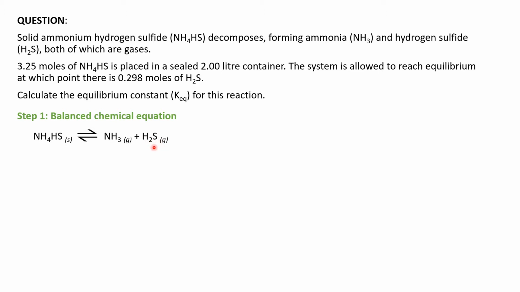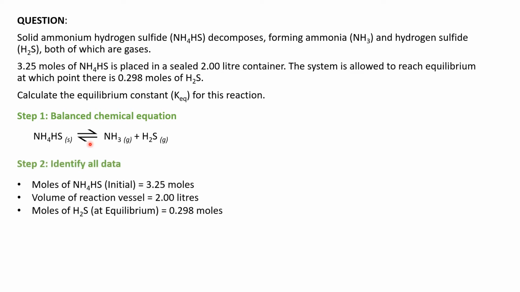I need to check this reaction is balanced. There's one nitrogen on this side and there's one nitrogen on this side. We have 4 plus 1, 5 hydrogens here, and on this side I have 3 plus 2 more is 5, so that's balanced. And then I've got 1 sulfur and 1 sulfur. So it's balanced, no need for coefficients. And the last thing, note I've used the equilibrium symbol because this is an equilibrium reaction.